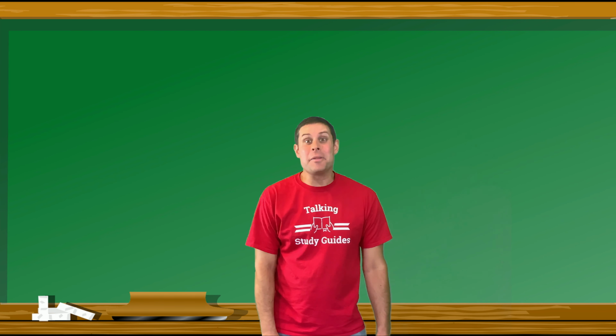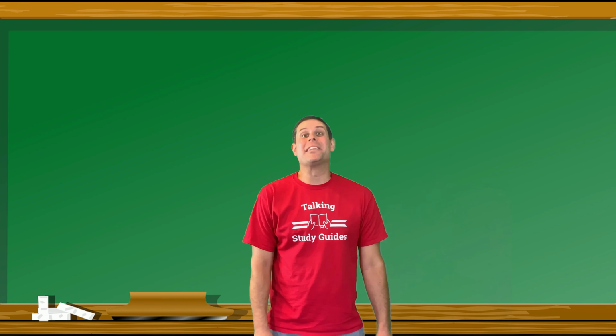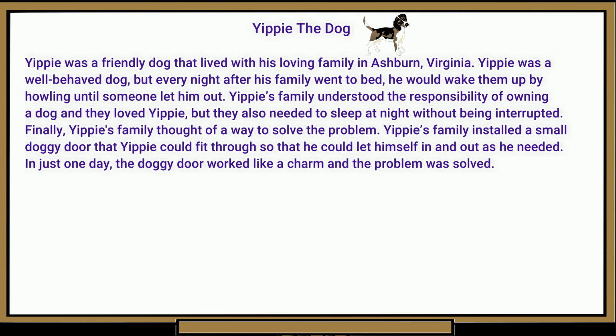Let's now look at a reading passage so that we can practice some of these story elements that we learned. Yippie the dog. Yippie was a friendly dog that lived with his loving family in Ashburn, Virginia. Yippie was a well-behaved dog, but every night after his family went to bed, he would wake them up by howling until someone let him out.